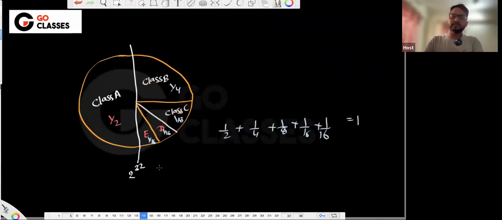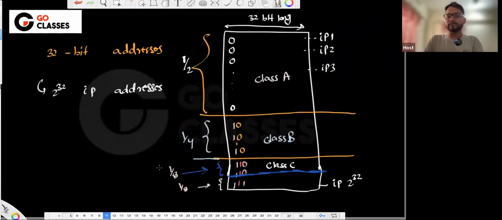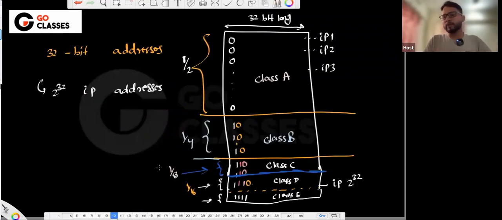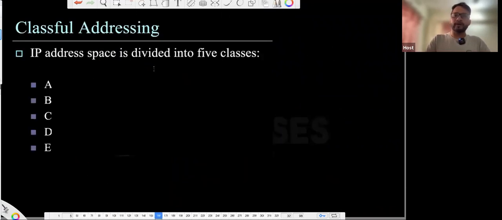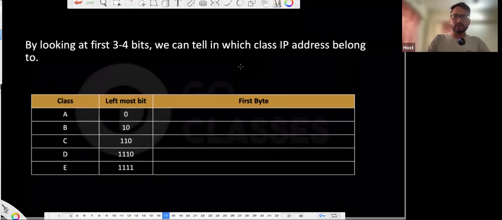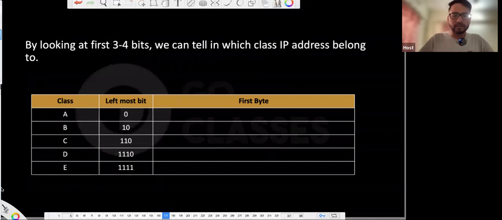Now, what we did was just a division, based on the bits, like if the first bit is 0, or the first two bits are 10, something like that. Now let's go and solve this question. Suppose that the IP address is divided into 5 classes, A, B, C, D, E. Okay, so let's solve this question. Suppose they ask us that if the first bit is 0, then what could be the range of the first byte? Then you will say in class A, the first bit. Okay, this is just the first bit.